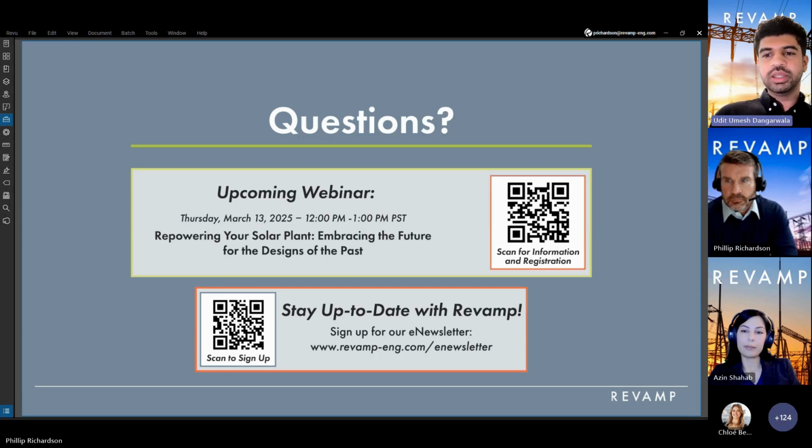Then we have a question on DC arc flash. For the DC arc flash study, if the arcing current is very low at the DC combiner box, can we go with a 2-second fault clearing time to find out the incident energy at the DC combiner? So that's a really good question, especially for PV designs.